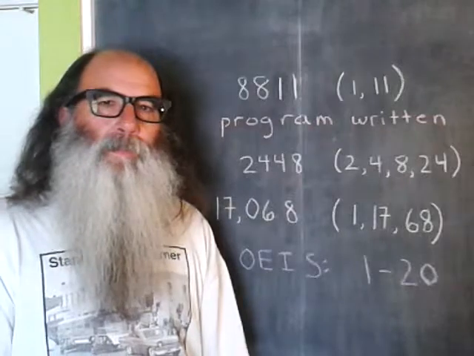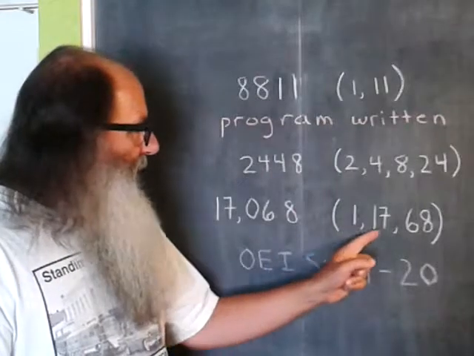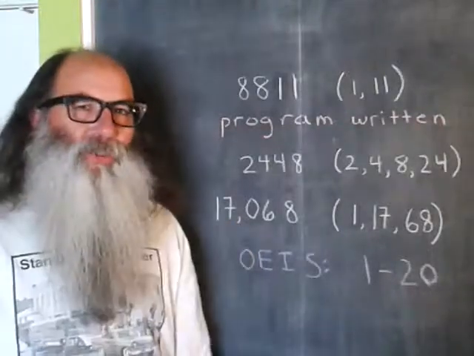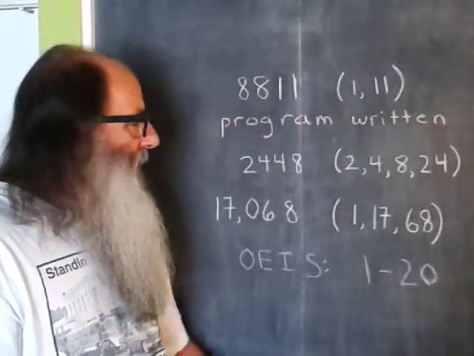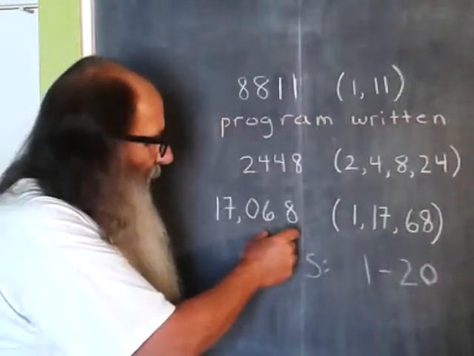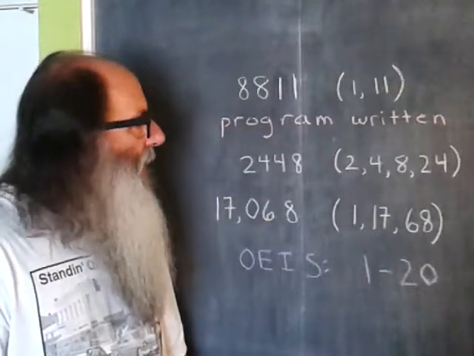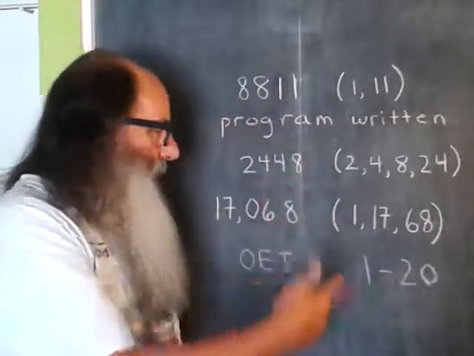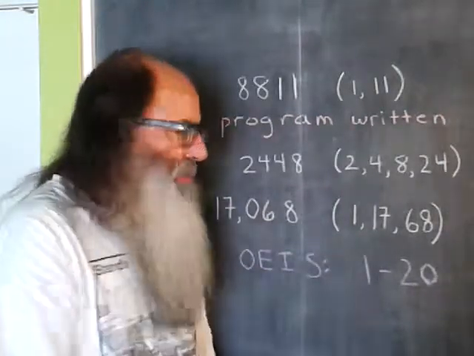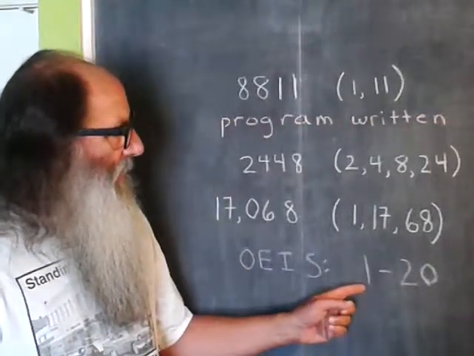17,068 is a multiple of 1, and 1 is contained in its digital representation. 17 is a proper divisor of 17,068, and in its digital representation it contains a 17. And then 68 is a proper divisor of 17,068, and sure enough, 68 is contained in the digital representation of 17,068.